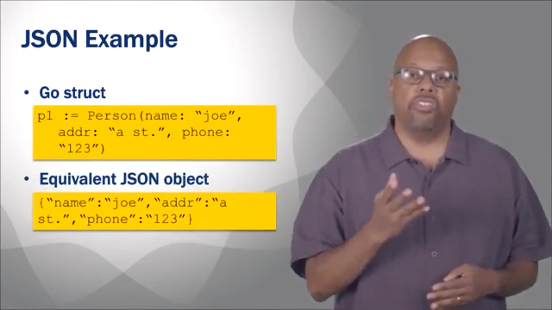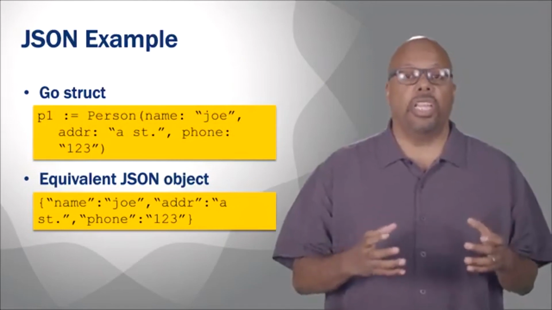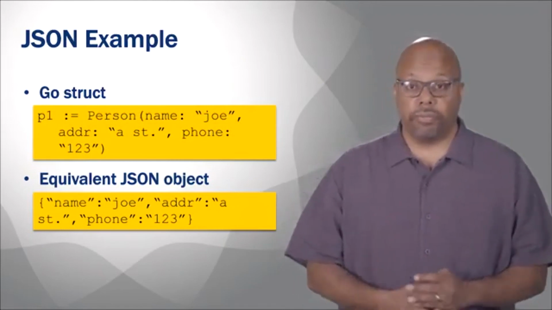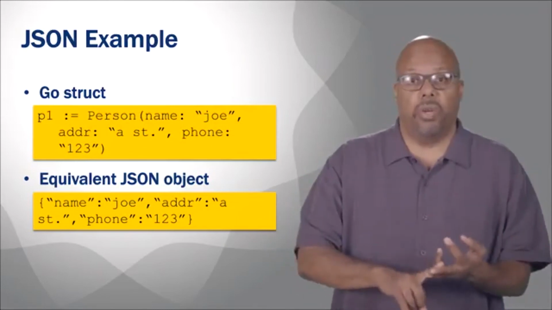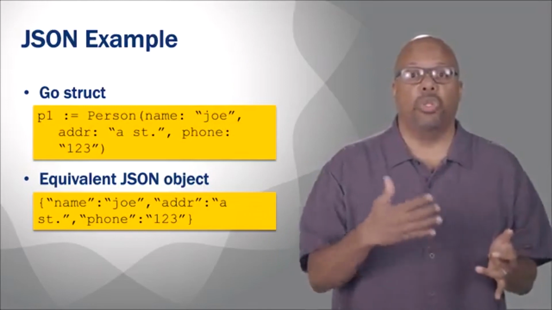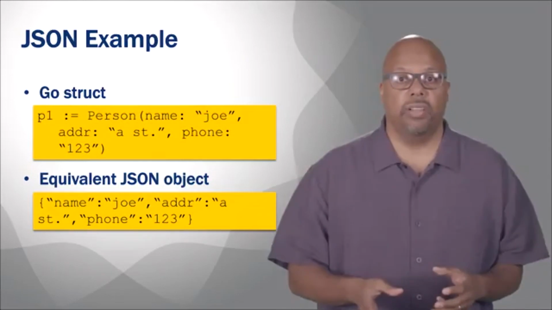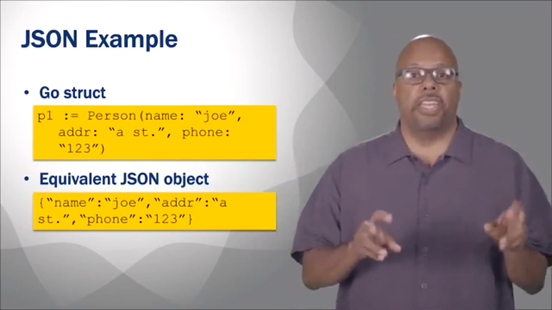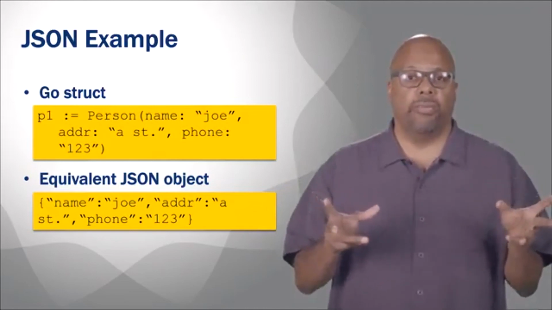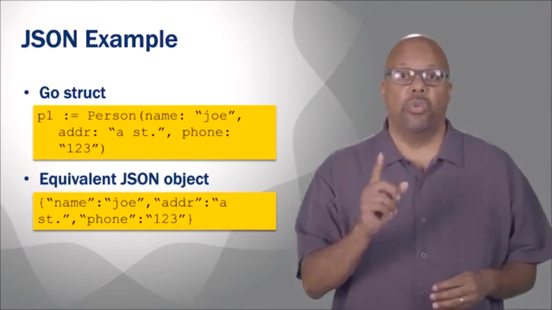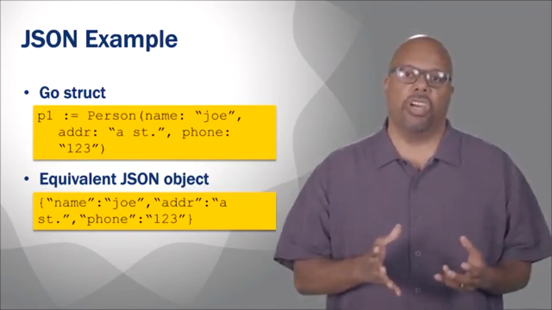So up above you see the struct as we would define it in Go. And in JSON, what it would look like as a JSON object is shown right there. And notice this is very similar to what a struct looks like or what a map looks like. It's basically name colon Joe, address colon A Street, phone colon 123. Now, one thing to note is that the field names, the attribute names, name, address, phone, are in quotes, which they weren't when we defined the Go structure. We didn't put them in quotes, so it's a little bit of a difference. But notice that it looks very similar to the struct, right?